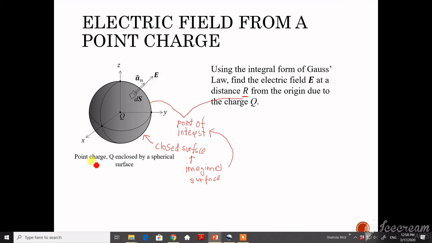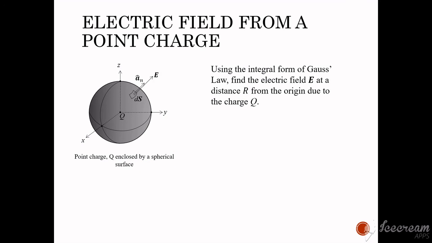Okay, so now the point charge Q is enclosed by a spherical surface, so we use the Gauss law and solve this question to find the electric field due to the charge Q. I will draw a new figure over here. So we have y, x, and also z, and the charge Q is located here.